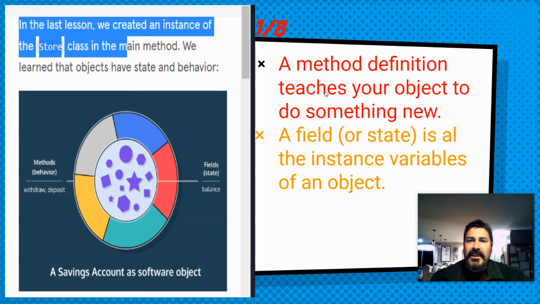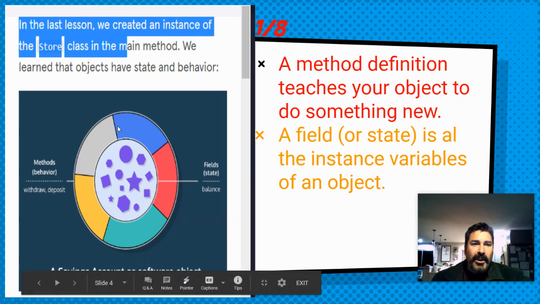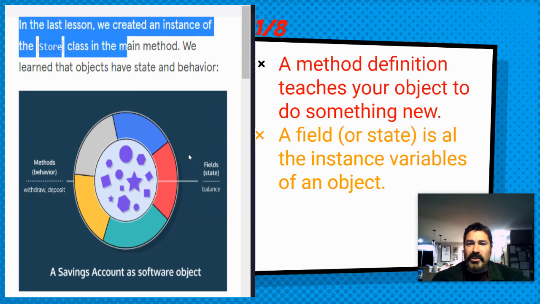Okay, write this down in your notes. A method definition teaches your object to do something new. So we're going to be talking about these methods, and we're going to teach our car and our store to do something new. A field or a state is all, let's just say all, the instance variables of an object. Say that out loud: a field or state is all the instance variables of an object. Say that out loud and you won't have to write it down.